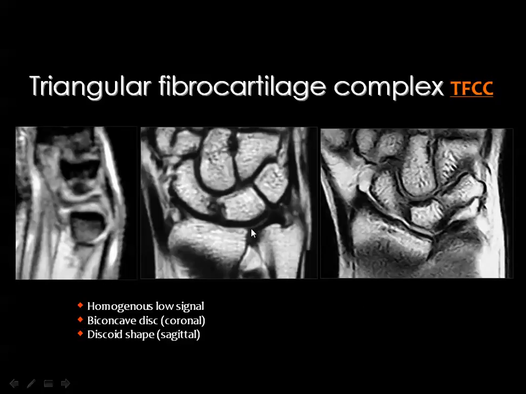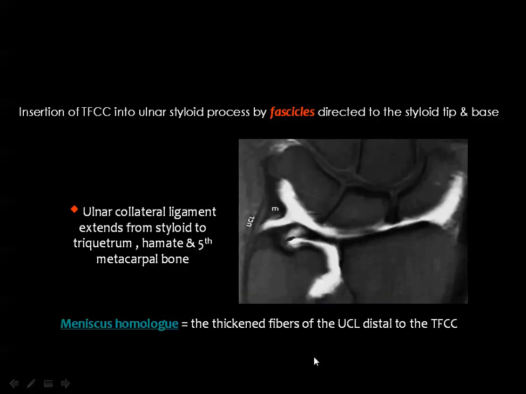This is the appearance of the triangular fibrocartilage in the coronal image. And you see a disc-like structure of low signal in all pulse sequences. Also, in the sagittal images, look for the distal end of the ulna, and more distally you can see the disc-like structure which represents the triangular fibrocartilage. Triangular fibrocartilage attaches to the ulnar styloid process by two fascicles. Then you can see one limb and another limb with a gap, or let us say an abnormal signal in between the two fascicles, and this is considered normal.